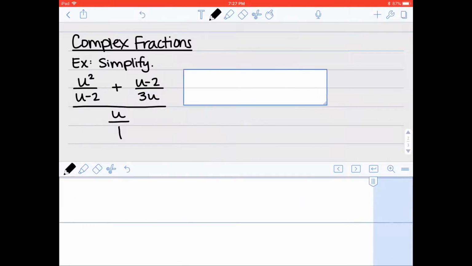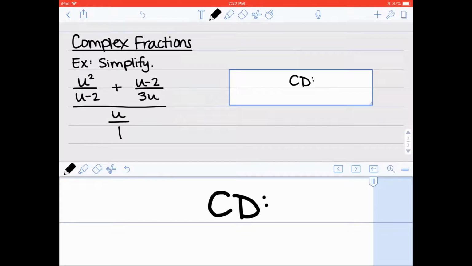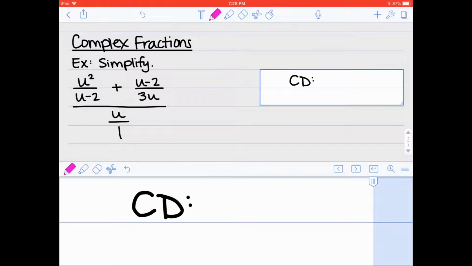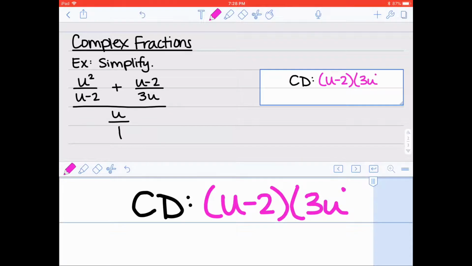If we look at this and want to write our common denominator, we know that it has to have all of those pieces with it. We need to have the u minus 2, that was one of the denominators. We need to have the 3u, that was another one. And the last denominator was just a 1, so it doesn't really contribute anything. So our common denominator is just going to include the u minus 2 and the 3u.